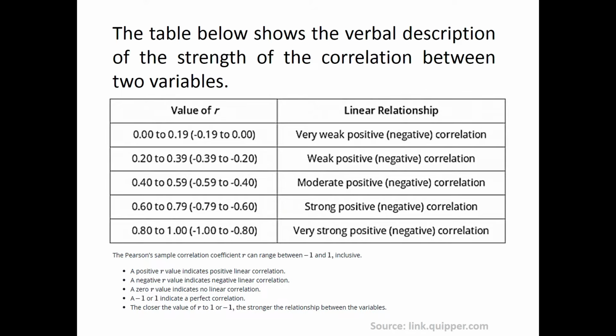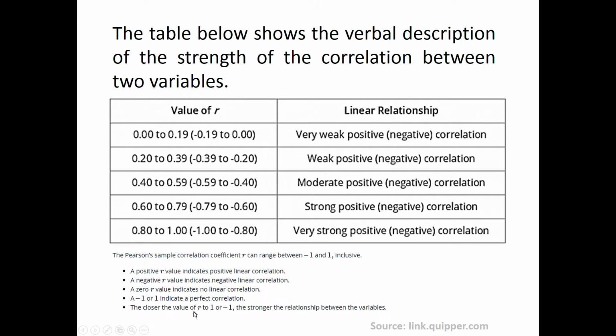Then a 0 R value indicates no linear correlation. Wala siyang correlation. A -1 or 1 indicate a perfect correlation. So meaning kapag tumungtong na ng 1, it is already perfect correlation. So that would be our base.